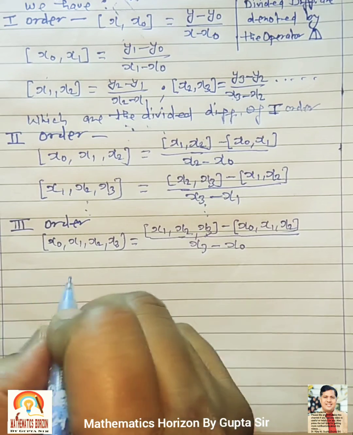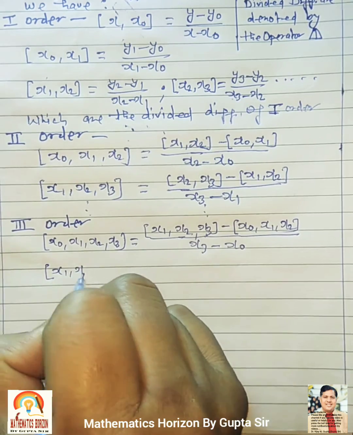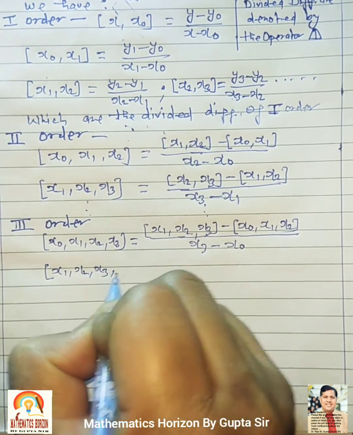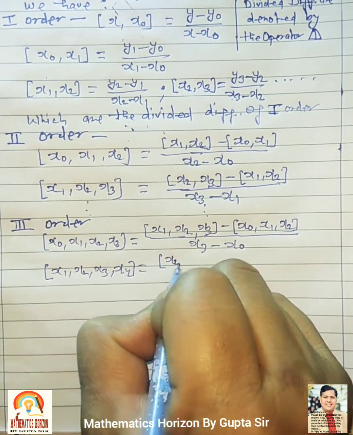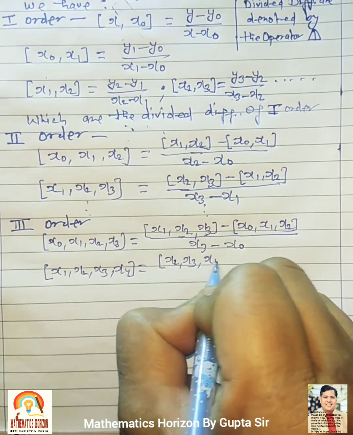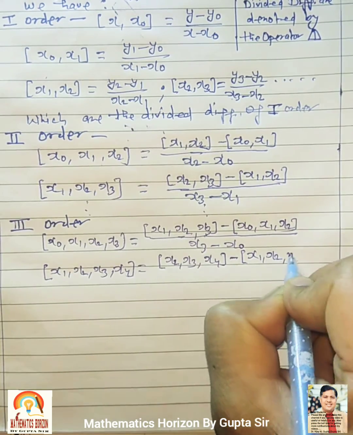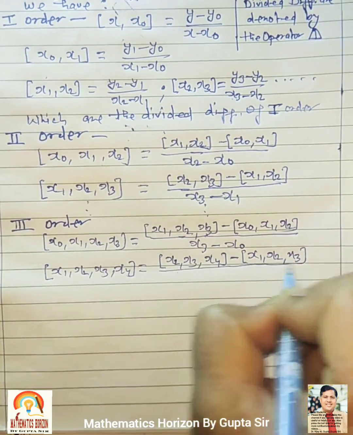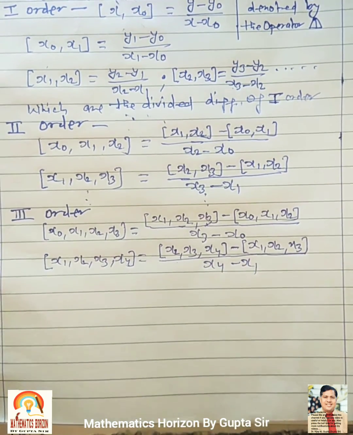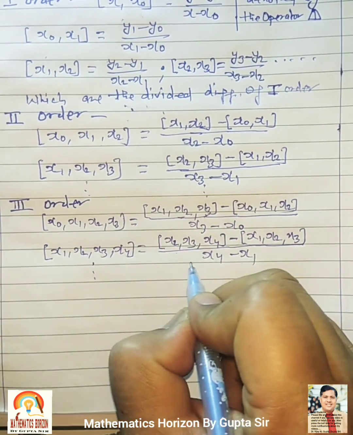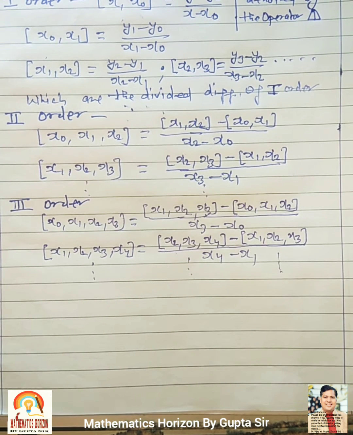Now we can find out other third order differences also. That is [x1, x2, x3, x4]. This is equal to [x2, x3, x4] minus [x1, x2, x3] upon x4 minus x1. Okay. In similar fashion, we can also find out other third order differences too.